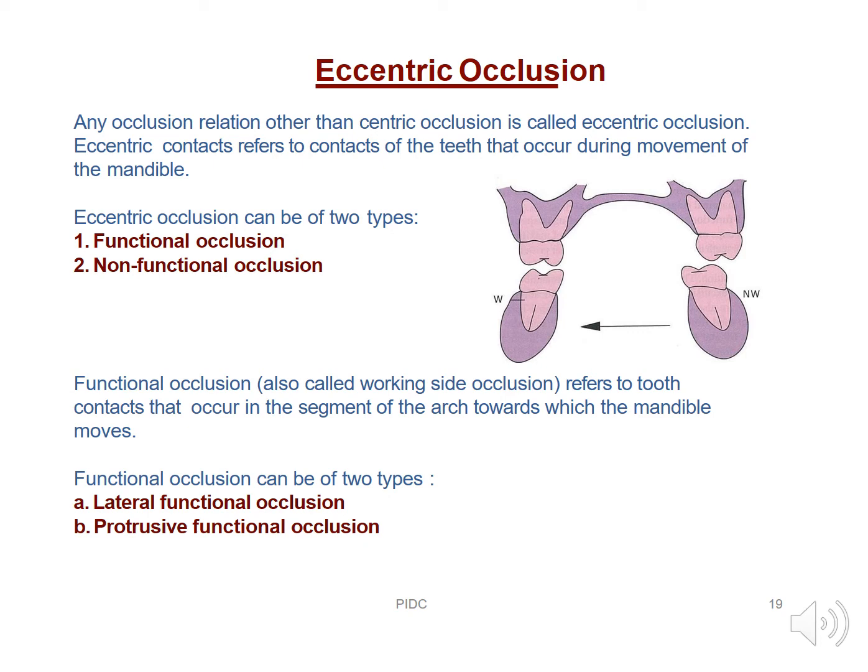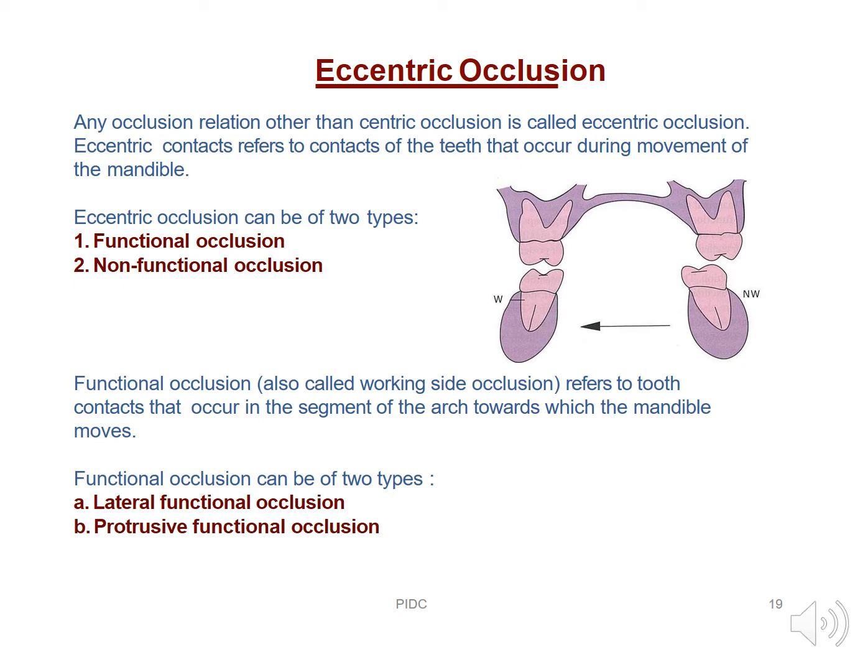Functional occlusion, also called working side occlusion, refers to tooth contacts that occur in the segment of the arch toward which the mandible moves. So when the mandible moves to the right side, the right side is called functional occlusion. When the mandible moves to the left side, the left side is called functional occlusion.